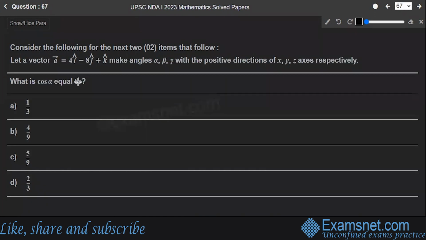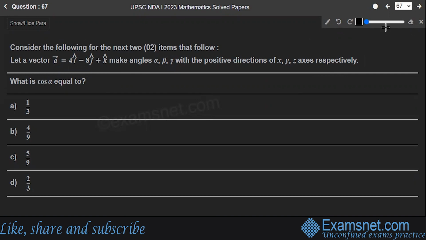Question number 67. Let the vector A make angles alpha, beta, gamma with the positive direction of the x, y, z axes respectively. Questions 67 and 68 both use this same statement. You have to find the value of cos alpha, that is, a direction cosine.